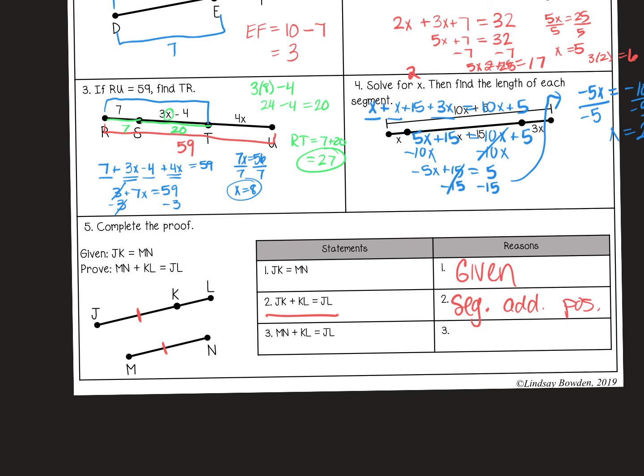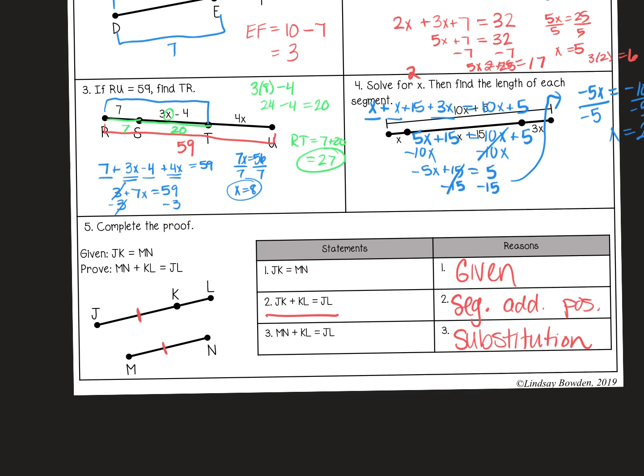Okay, so now, how did we get from 2 to 3? It looks like the JL's the same, the KL's the same, JK changed to MN. And we know that those two things are equal, so we are just substituting those. So that would be substitution. All right, and you just did technically your first geometry proof now.